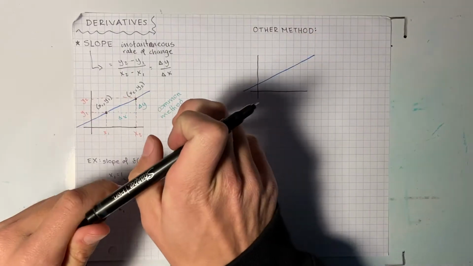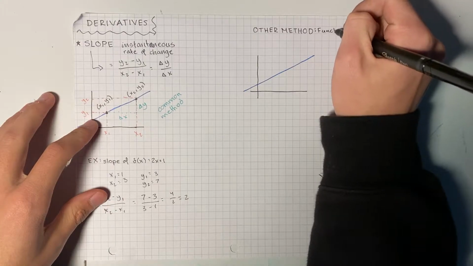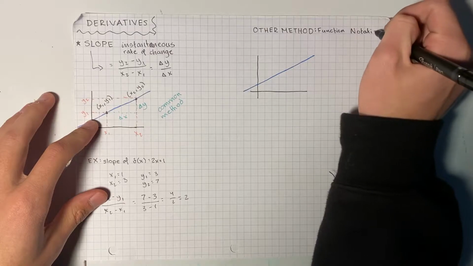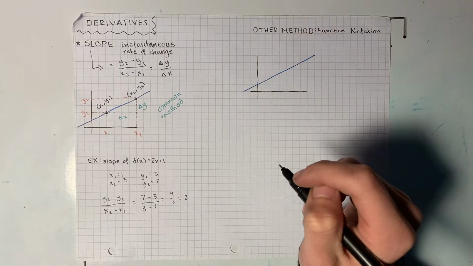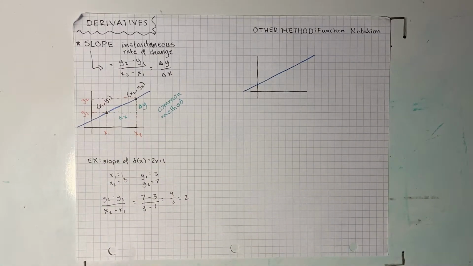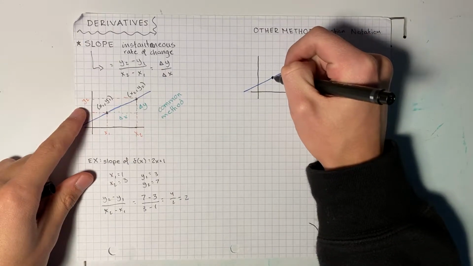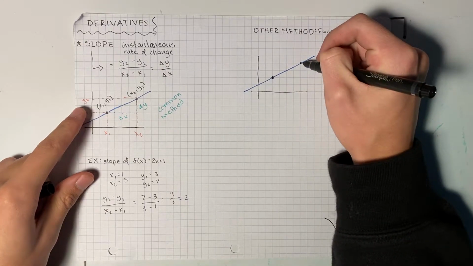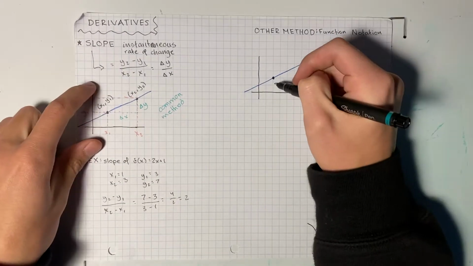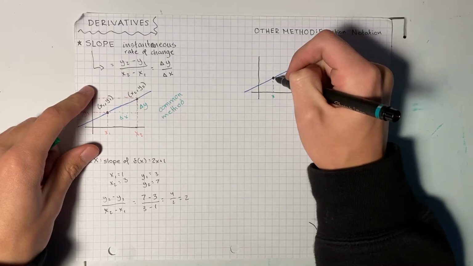So here's another method for figuring out the slope. It's pretty much the same thing, it's just that some of the notation is a little bit different. This is known as function notation, and it's really this one we want to focus on for calculating the derivative, because it allows us to set up the equation that we'll be able to use later. So let's say we want to do the same coordinates as we did here. The x coordinate of this first point is just x.